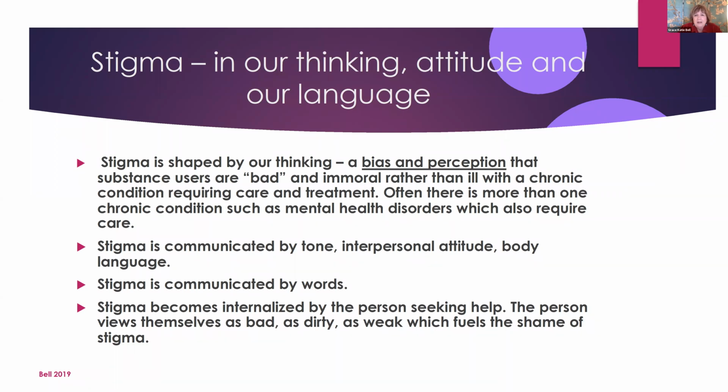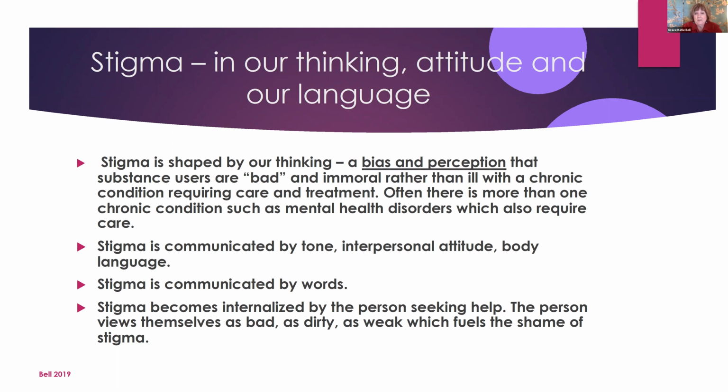So stigma in our thinking, attitude, and our language. Stigma has been identified as the number one barrier to ending the opiate epidemic. It is prevalent and it is pernicious and it is built into our systems. But here we're going to talk about our clinic, our staff, and our patients. So stigma is shaped by our thinking, a bias and perception that substance users are bad and immoral, rather than ill with a chronic condition requiring care and treatment. Often there's more than one chronic condition, such as mental health disorders, which also require care. So if we see our patients as having an illness that needs treatment rather than that they are bad, we will begin to shift the whole process of care.